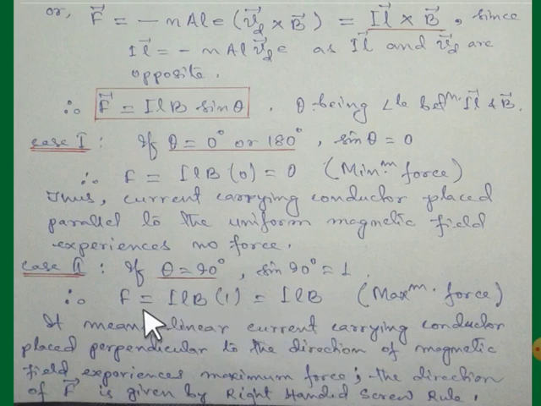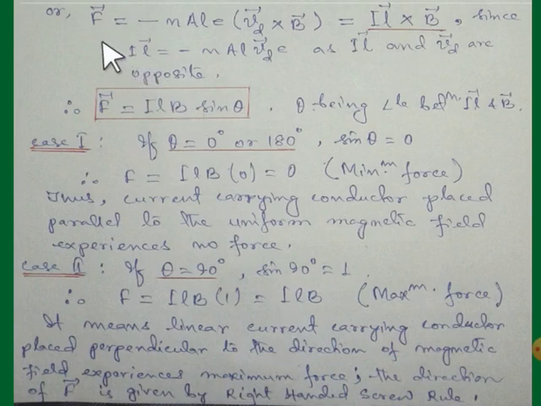And the direction of this force will be given by your right-handed screw rule, or you can also call it the right hand rule or right hand thumb rule. If you curl from the first vector to the second vector, then the direction of the thumb will be the direction of this force. F is equal to I L cross B. Got it? So that is the direction of the force, right?